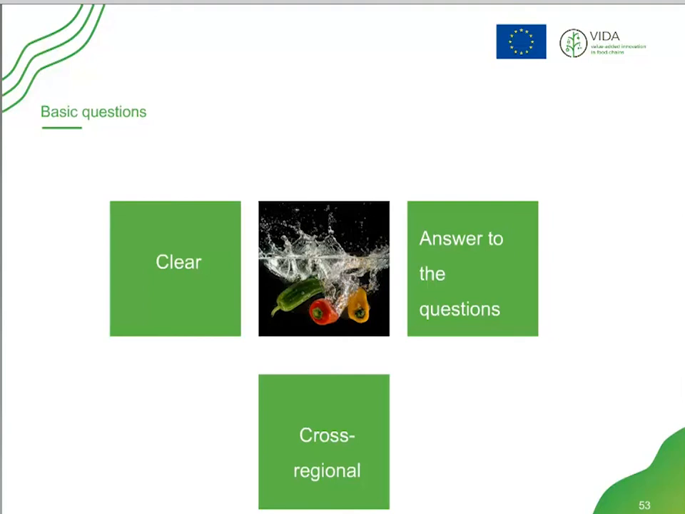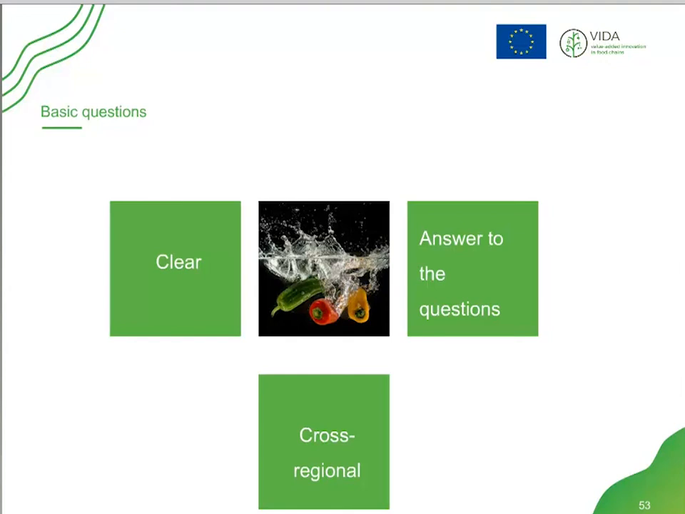There are some basic questions, just with some basic considerations, and also a few questions related to the VIDA context. These basic questions I can summarize in three. The proposal should be clear, the proposal should answer the questions of the template, and it is not compulsory that the proposal be cross-regional, but it could be positive. So when some weeks ago we had a webinar with three of the winning proposals of the first VIDA call, and we asked them why they thought their proposal had been chosen as one of the winners, the three agreed on one point: clarity.